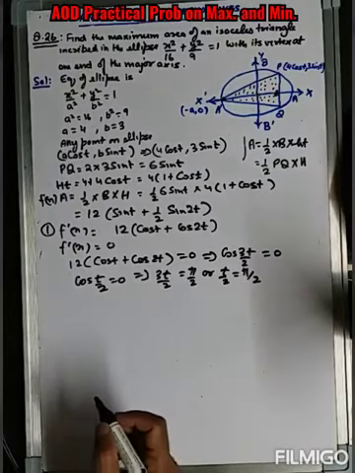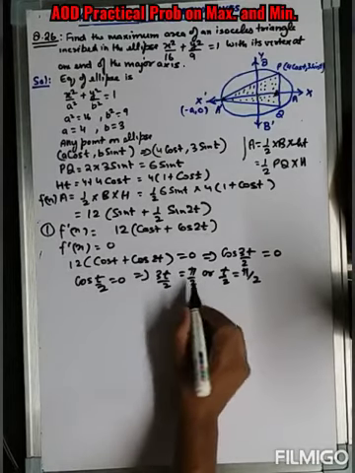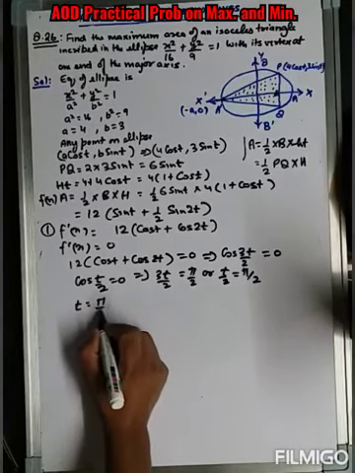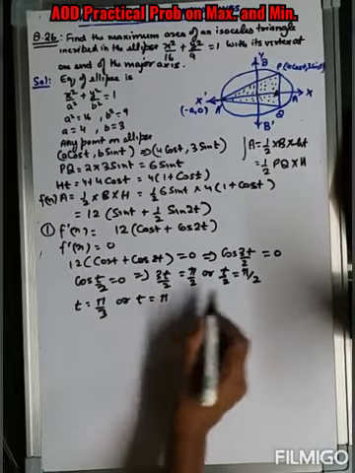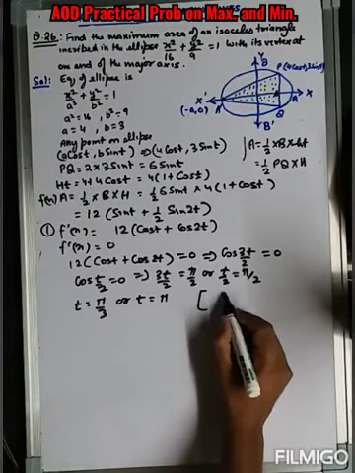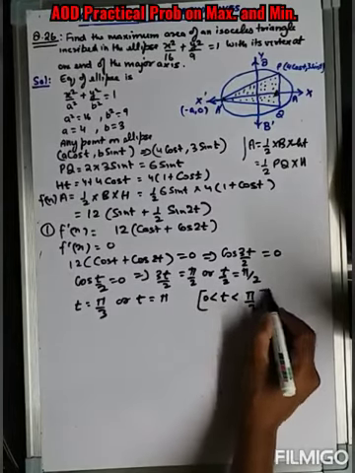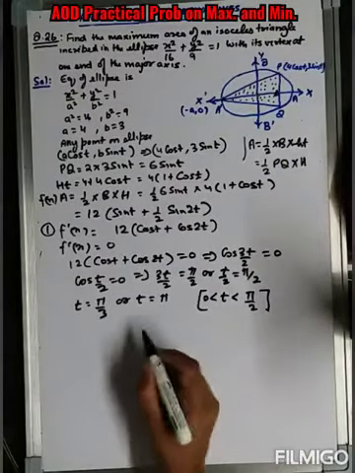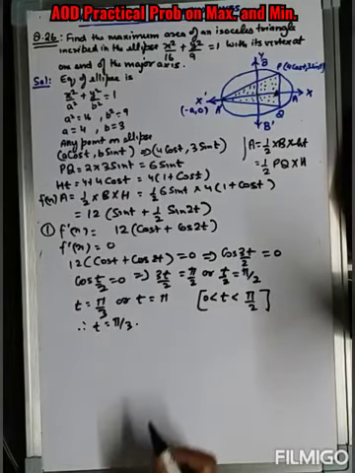Now from these two values we can say that t is either equal to pi by 3 from this value, or t is equal to pi from this value. But we know that t should be greater than 0 and less than pi by 2. Why? Because this is a right angle triangle in the case of an isosceles. So therefore t will be equal to pi by 3.